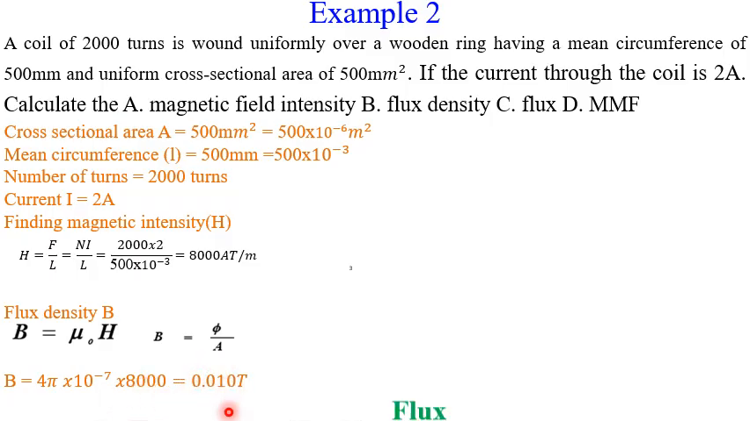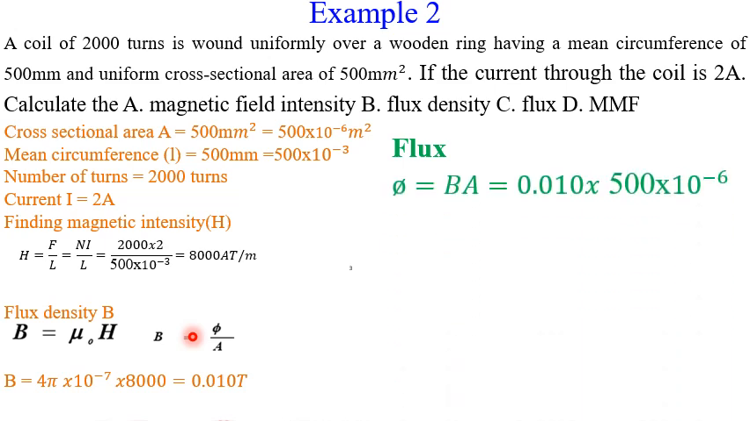After getting our answer, we need to calculate the flux. To calculate the flux, we use this formula. This is the flux. Making the flux the subject, it equals the flux density multiplied by the area. So doing that, flux density multiplied by the area, we get our answer as this.